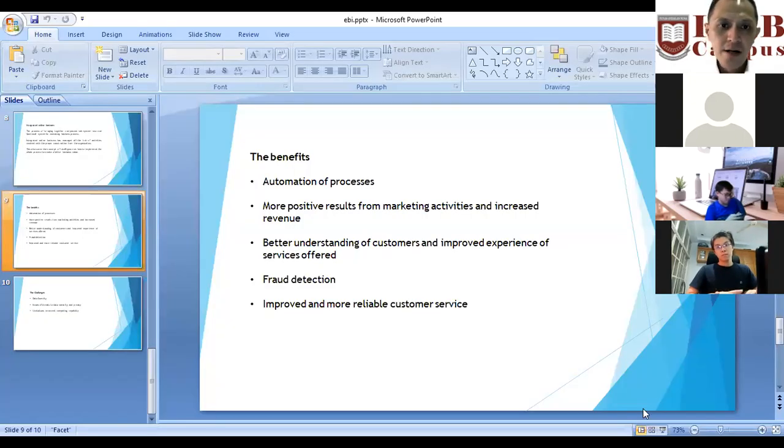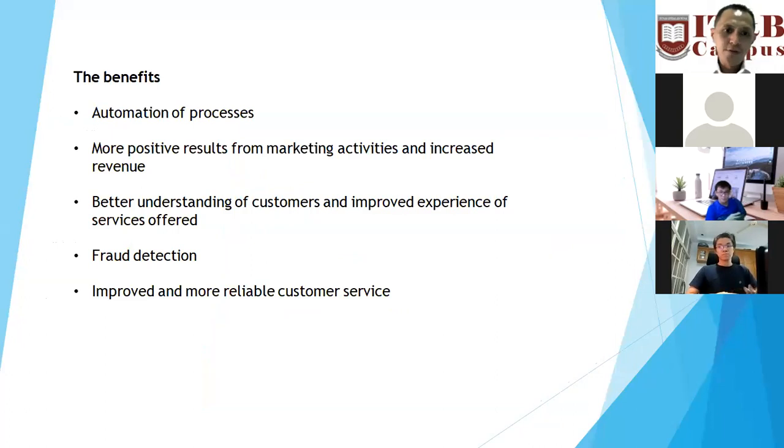Okay, so we just mentioned fraud detection. The next one is improved and more reliable customer services. So this is also a part of the customer relationship. It is about how we manage to get better performance in our customer services, how to improve, and how to give good business value. So those are some of the benefits of how to improve the business process by using intelligence.